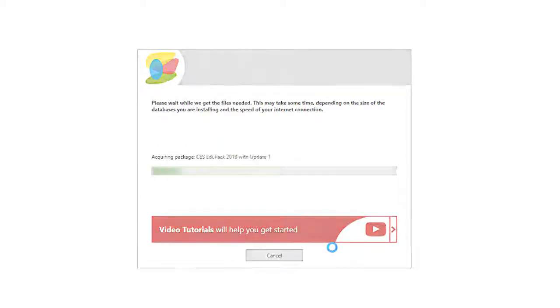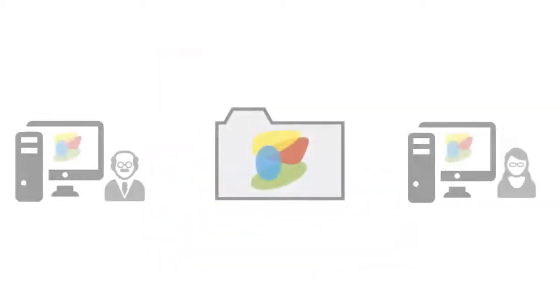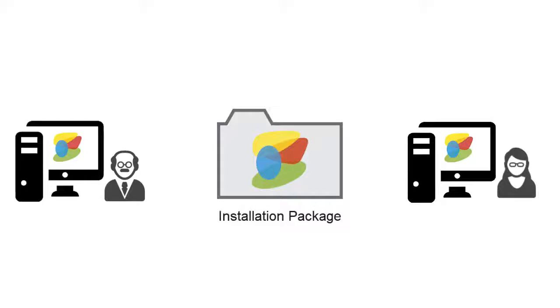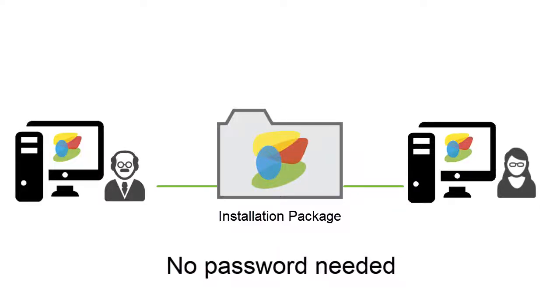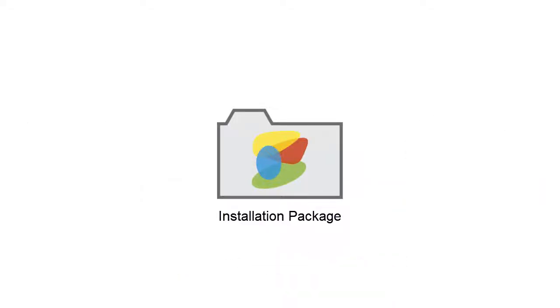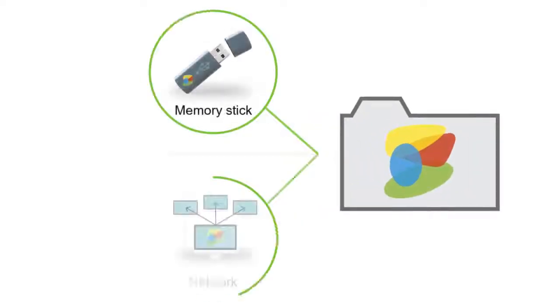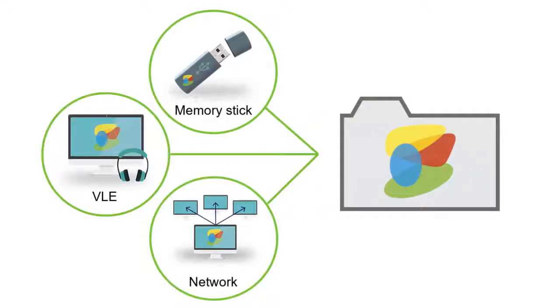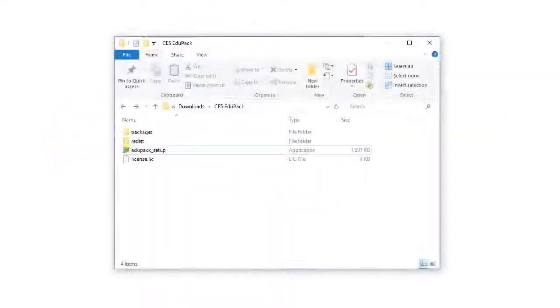Please check the terms and conditions of the distribution with whoever is responsible for the license. Providing this folder of files to a colleague or student allows them to install a specific CES EduPack edition using your license. They will not need to enter the username and password. You can distribute this folder on a memory stick or a virtual learning environment, or on an internal network. Make sure the license file is in the same folder as the installer.